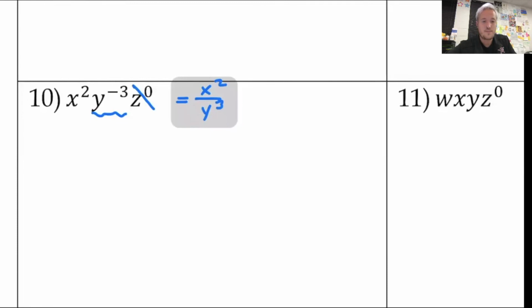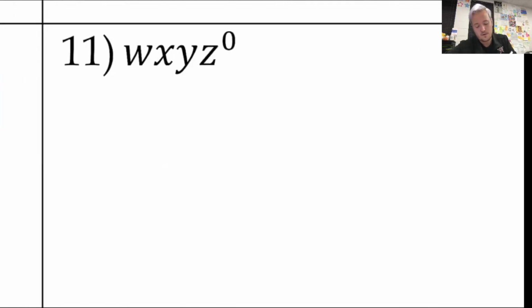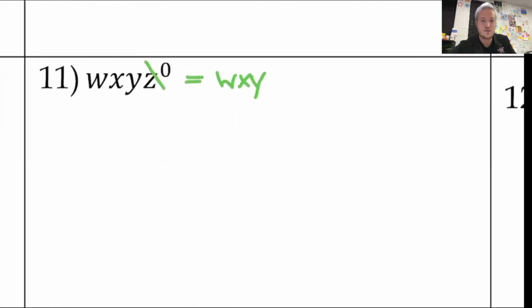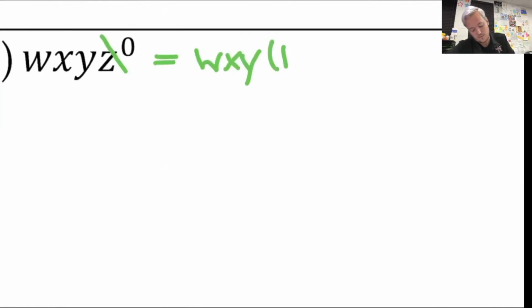All right. Number 11. So dealing again with 0 exponents. So remember, anything to a 0 exponent simplifies to 1. So that's all you can simplify. So that would just be wxy. The z just goes to 1. So here, I'll actually do this. Parentheses 1, which is wxy.